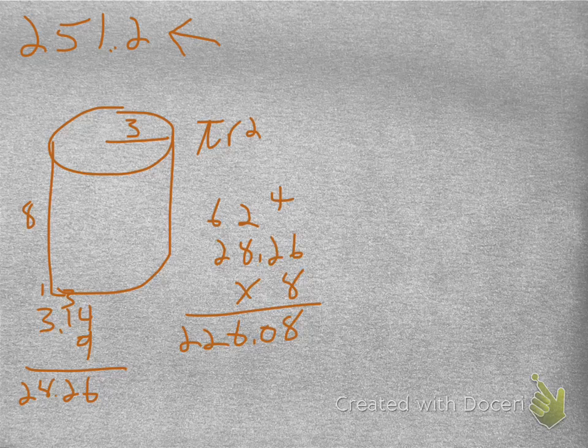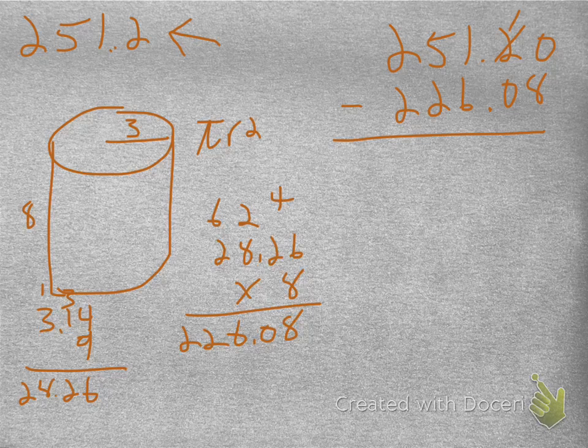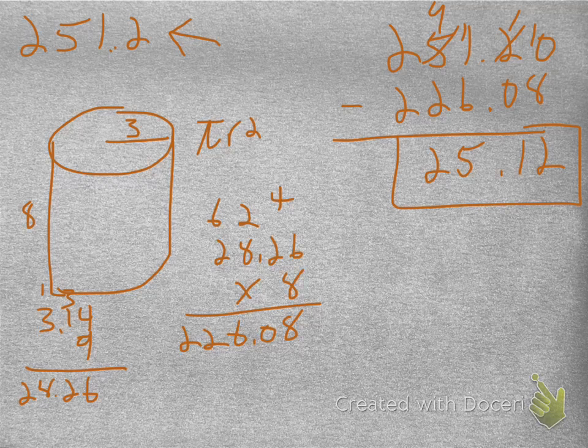Now on B, it wants to know the difference between the two. So you're going to say 251.2 minus 226.08. Now make sure you line up your decimals. Alright, so you get 25.12. Any questions on that one? Alright.